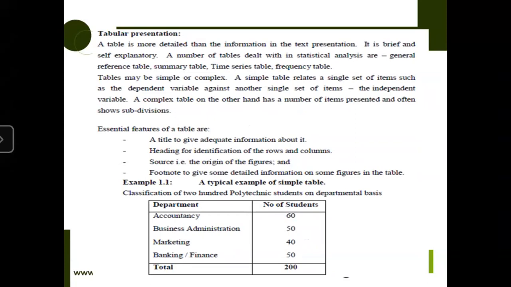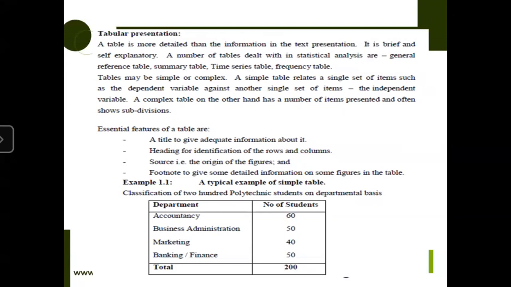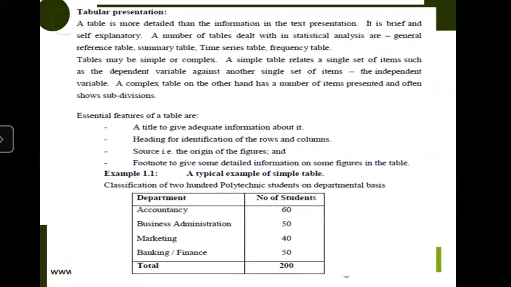Having collected information and data, like I said earlier, we now represent it in what we call a table. What do we mean by tabular representation? When we say tabular representation, it is when you present data in a table form. Presenting data in a table form is what we call tabular presentation. A tabular presentation is more detailed than the information in a text presentation. And it is brief, whereas it is self-explanatory.